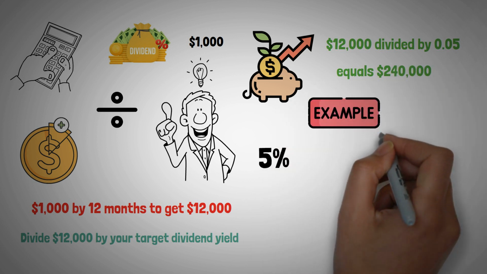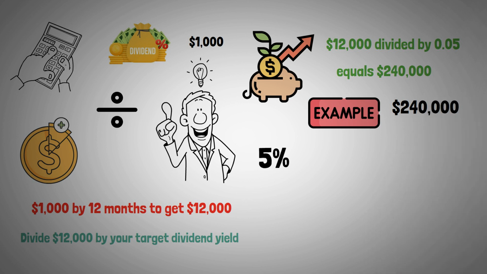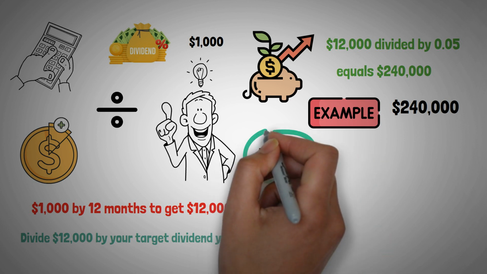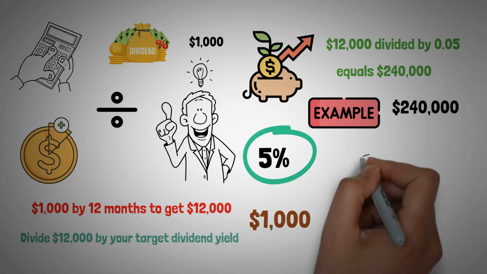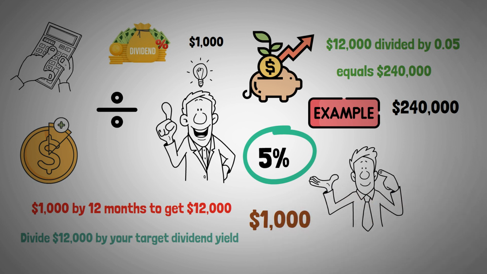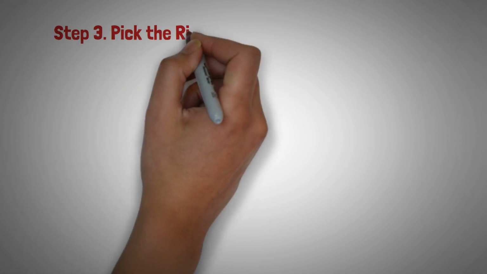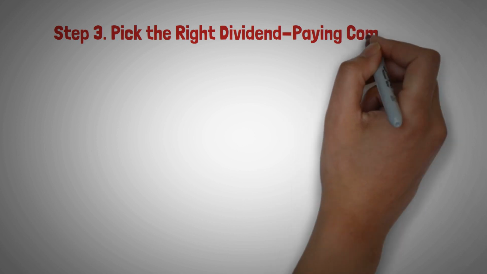According to this example, $240,000 is the amount you need to make $1,000 a month in dividends, assuming a portfolio yield of 5%. Keep in mind that your target yield may differ, and as you build your dividend portfolio, the actual yield will fluctuate. Step 3. Pick the right dividend-paying companies.